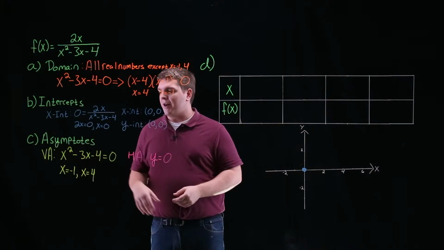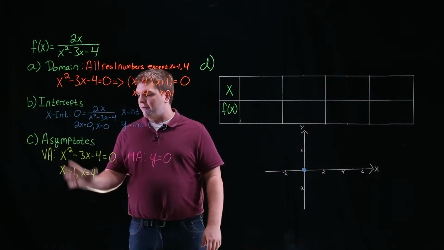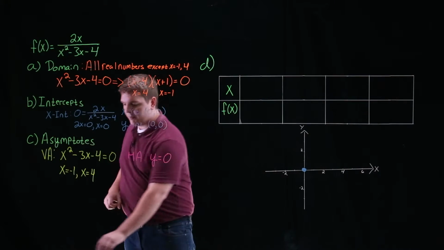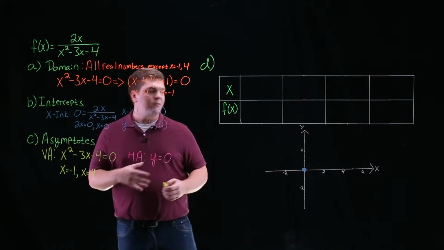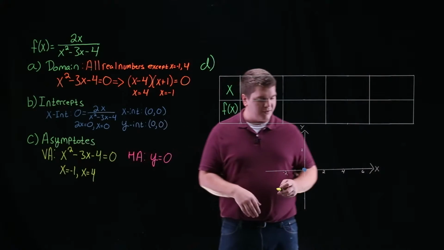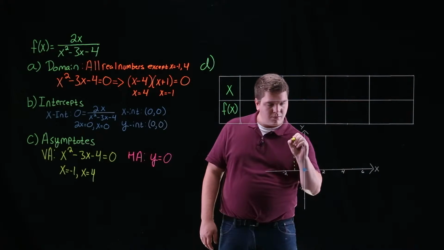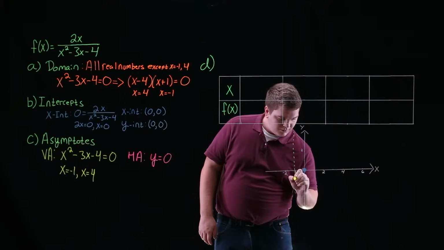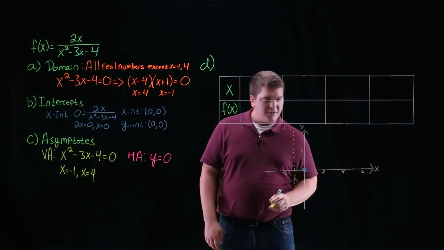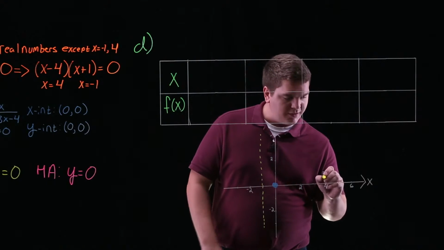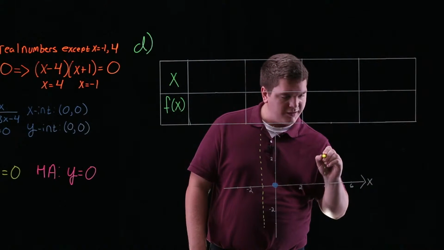Next, let's think about our asymptotes. So we have vertical asymptotes at x equals -1 and at x equals 4. So let's go ahead and sketch the dashed lines on our graph for those also. So there's the vertical asymptote at x equals -1. We'll sketch the vertical asymptote at x equals 4.